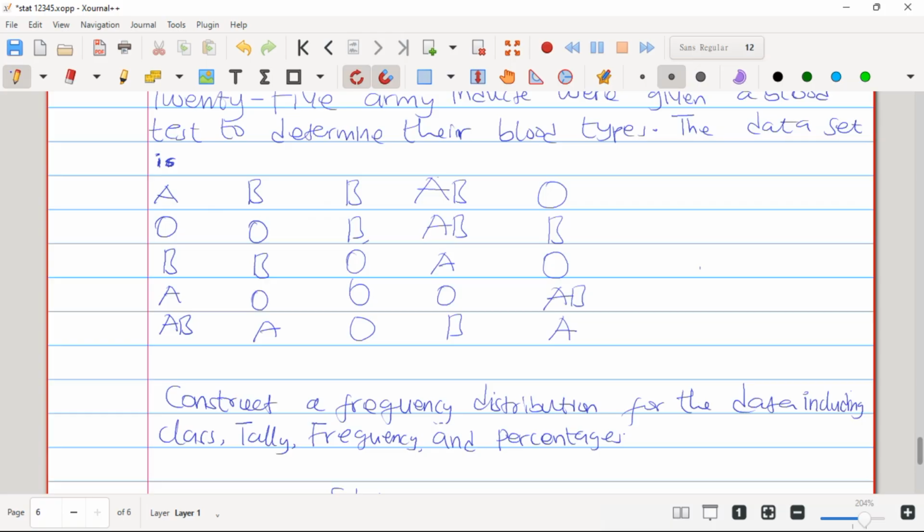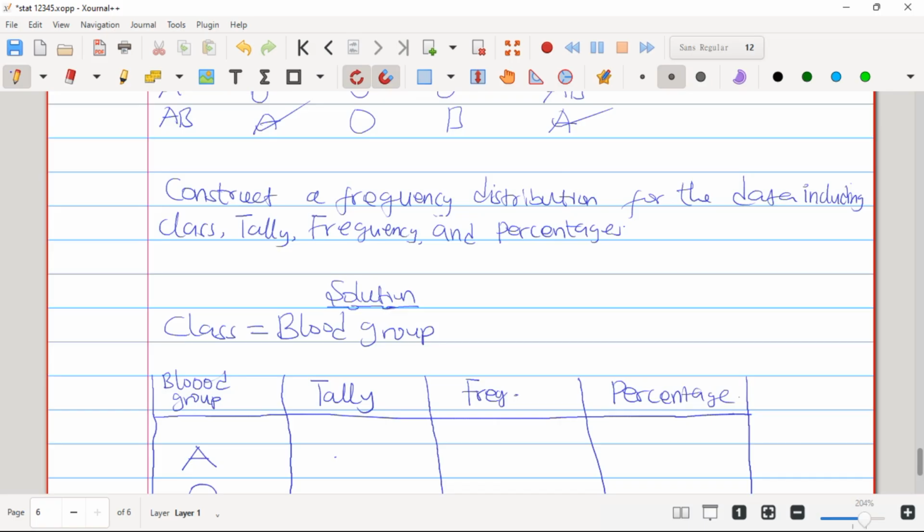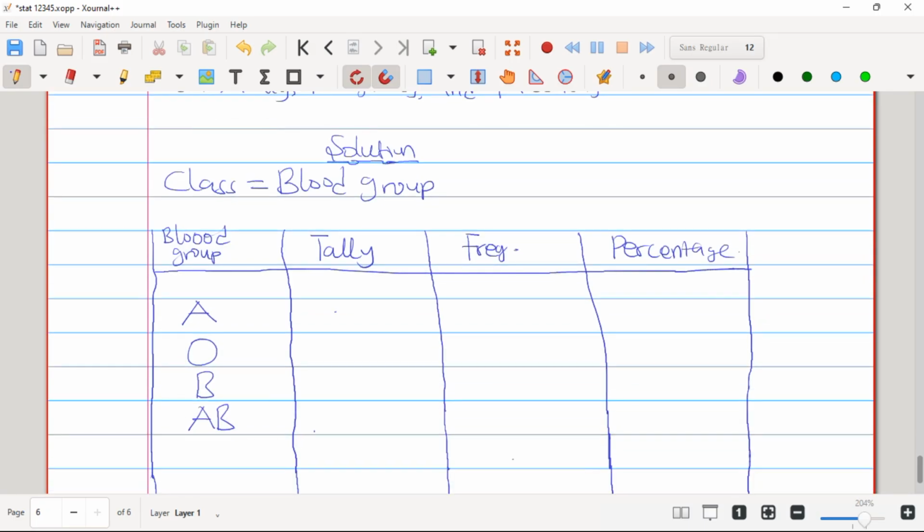So here we have 1 A, that's 1, 2, we have 3, we have 4, and then we have 5. So here our A is giving us 5. So we go down to our frequency, and then we write our 5 here. Nicely, this is just telling us that A occurred 5 times, and this will be our tally: 1, 2, 3, 4, 5.